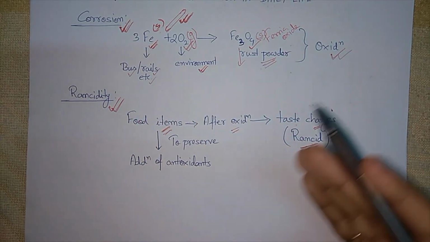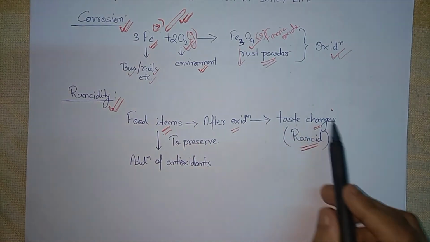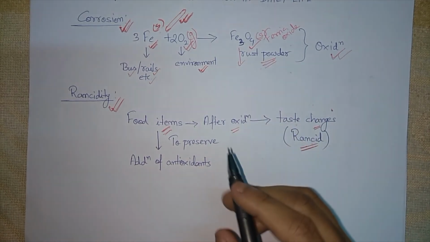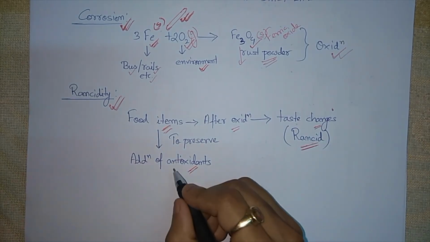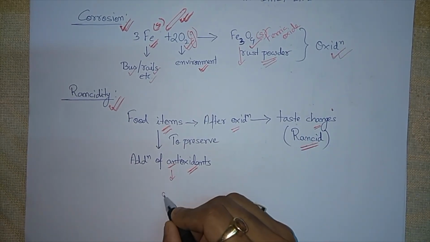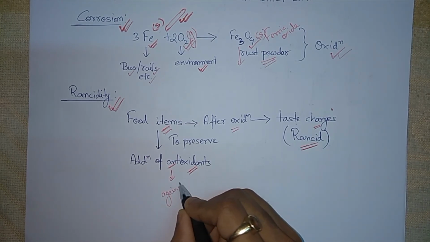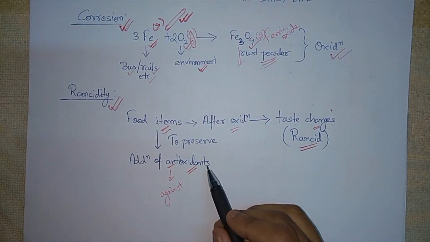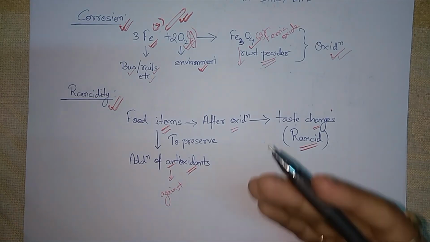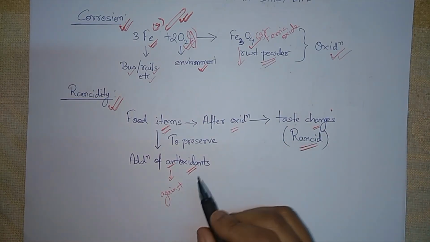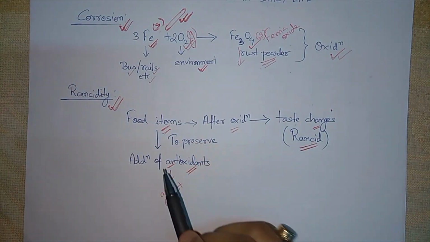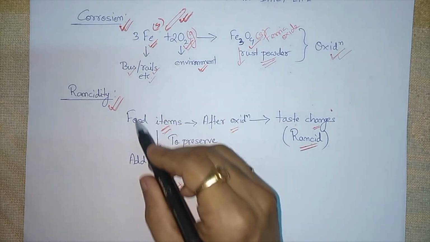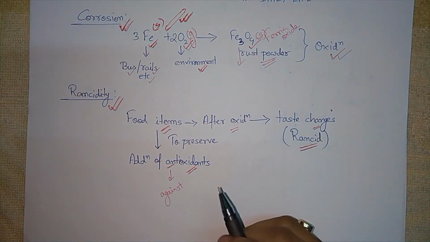We don't want this type of oxidation. To prevent it, we add antioxidants. Anti means against, and oxidants are related to oxidation. So these are against oxidation. They prevent oxidation, they do not allow oxidation. In this way, food items are preserved. So with this, the chapter finishes.